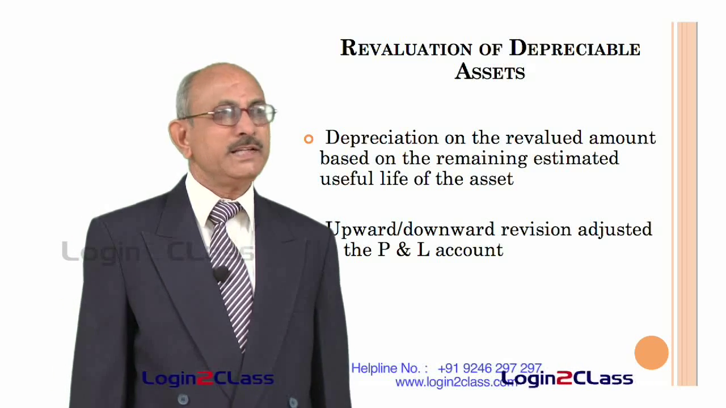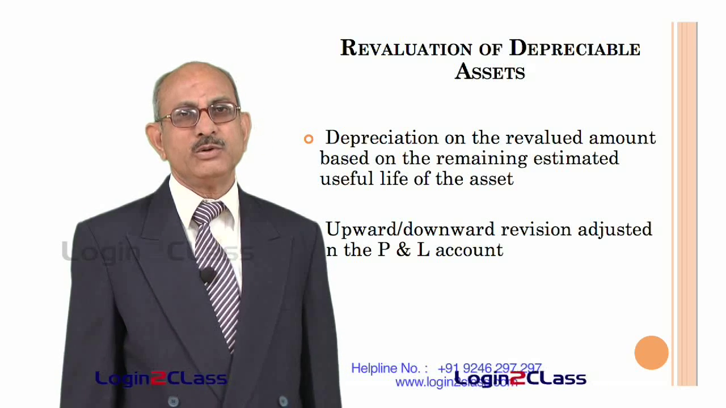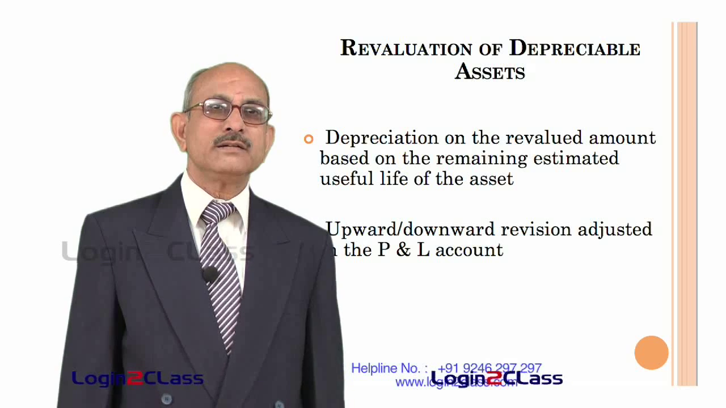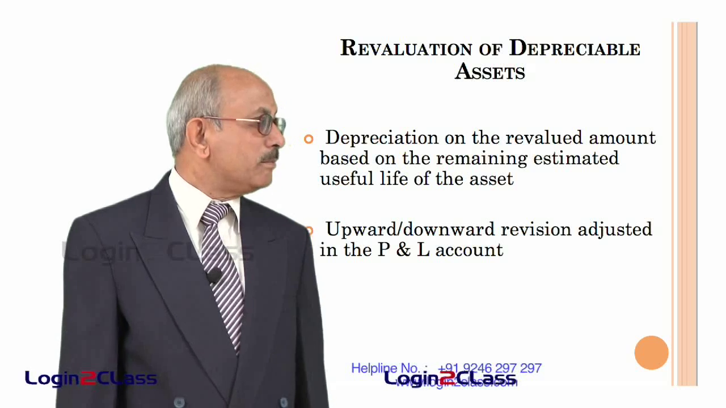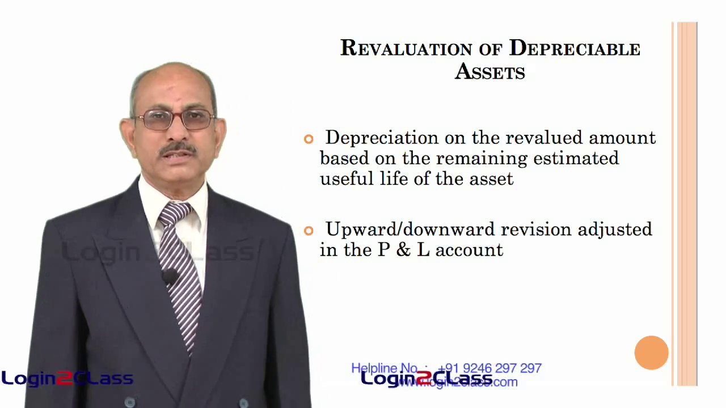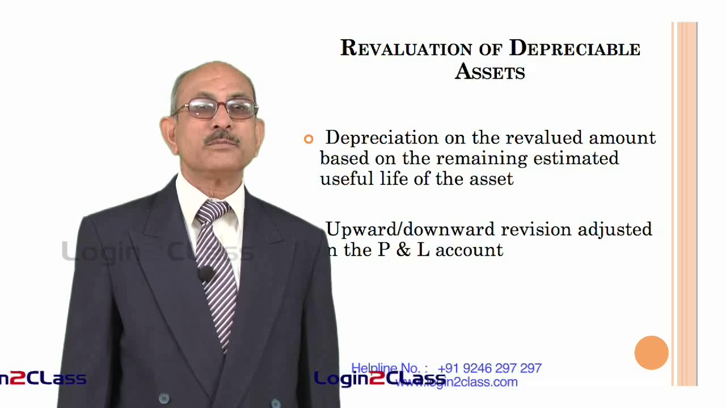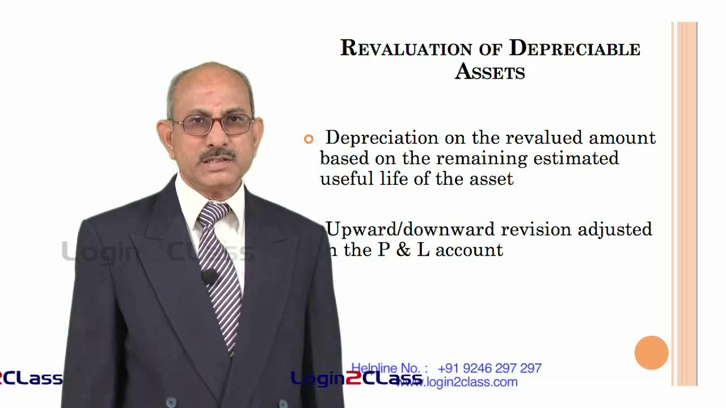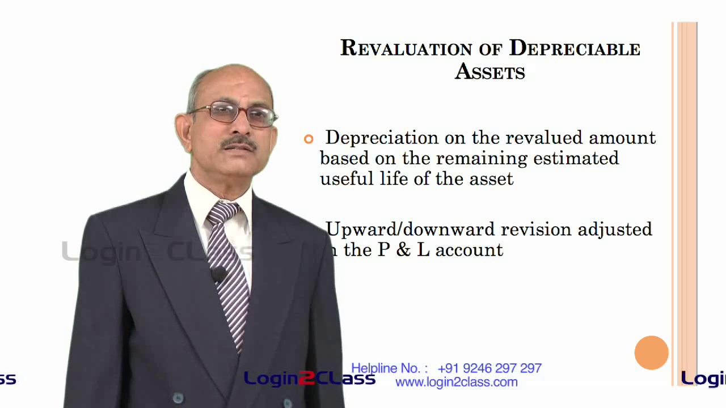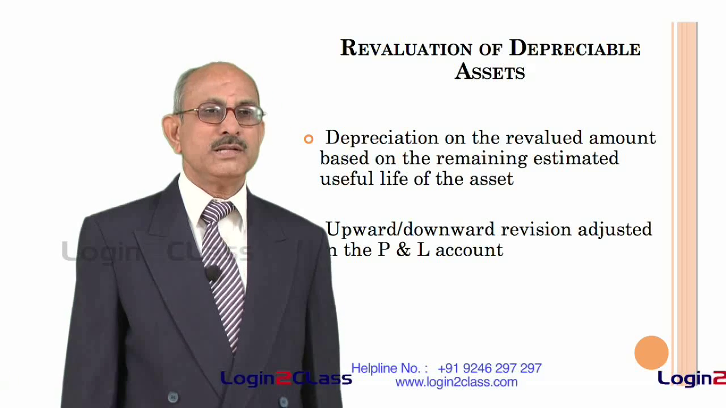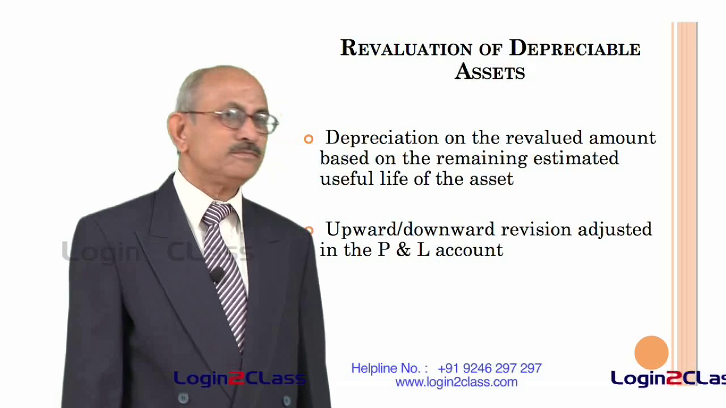That means originally they may have estimated the useful life to be 5 years, and later, let us say after 2 years, they have revalued the asset and the useful life may be another 4 years, in which case they have to take into account 4 years as the remaining useful life of the asset, and based on that they have to calculate the amount of depreciation, and whatever upward or downward revision is there, that has to be adjusted in the P&L account. Suppose they need to make more depreciation provision, then that has to be provided for, or if they feel that the provision made already is more, then that can be reversed. That means those adjustments need to be made in the profit and loss account.